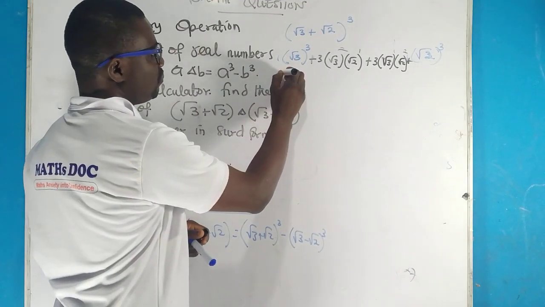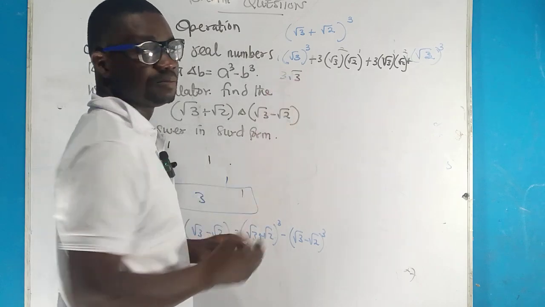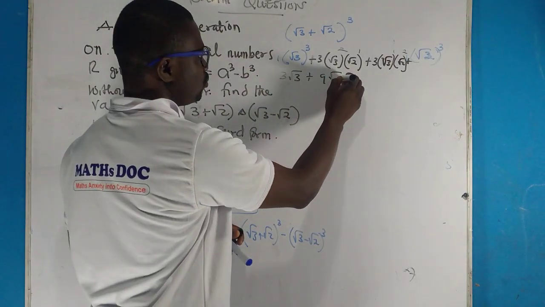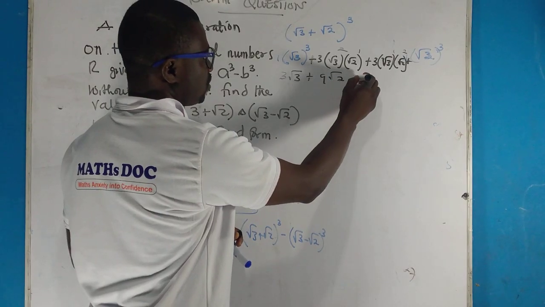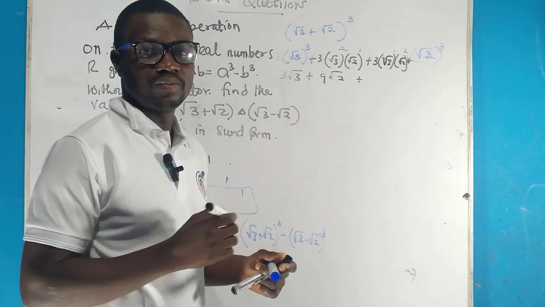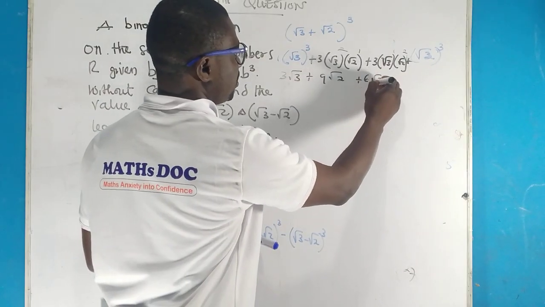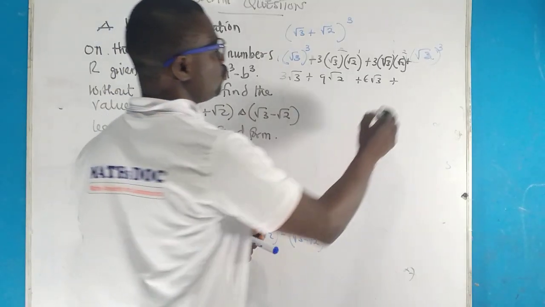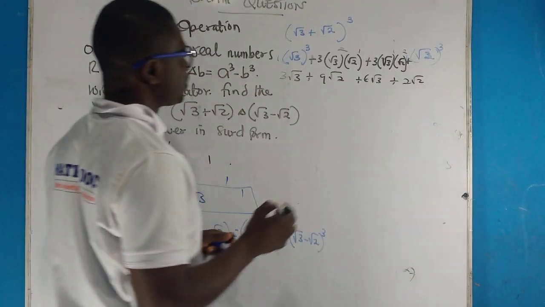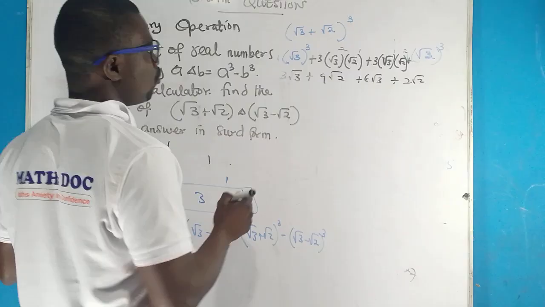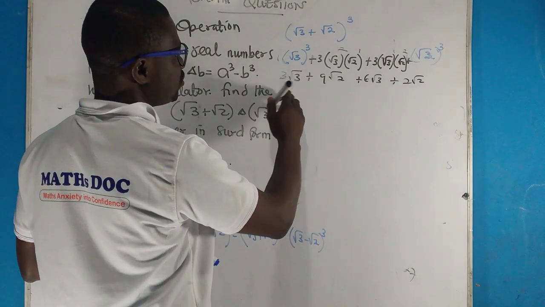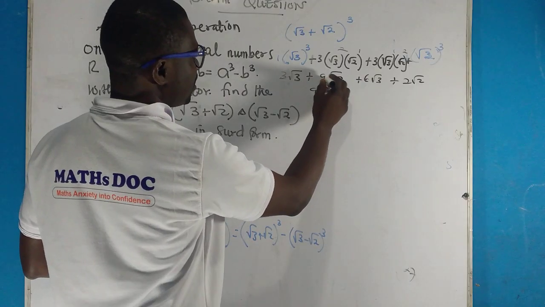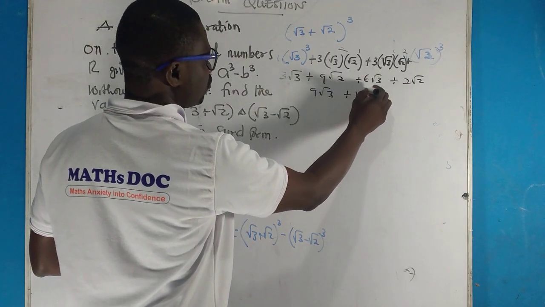After getting that, you can use your calculator to expand this value. This will give you 3 root 3, and this one will give you 9 root 2, and then the other one will be 6 root 3, and plus the last one, we have 2 root 2. In simplifying, this plus this will give you 9 root 3, and this one will give you 11 root 2.